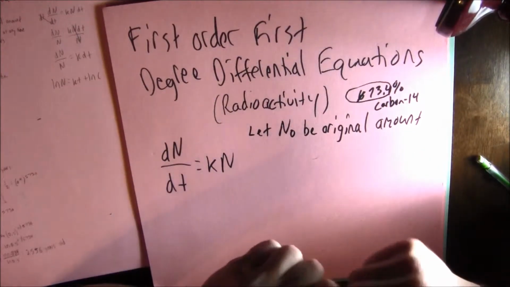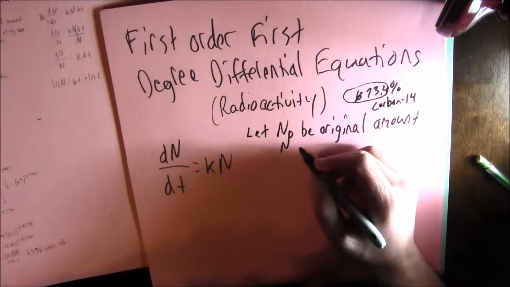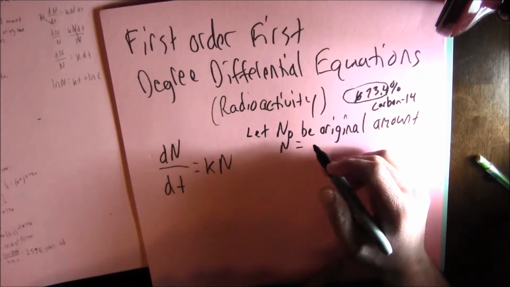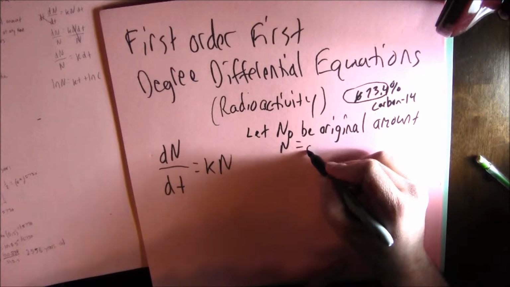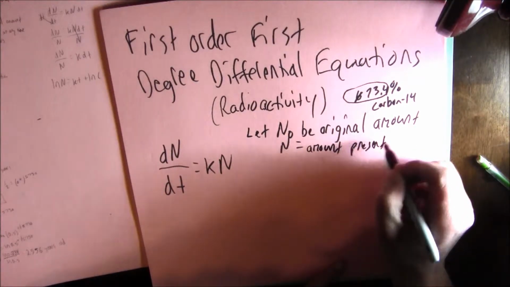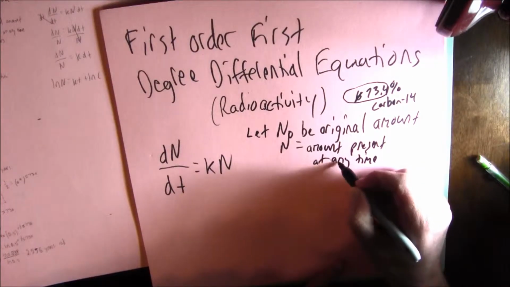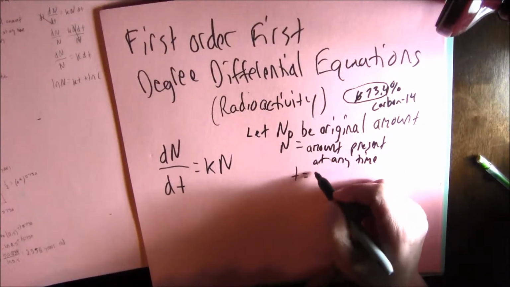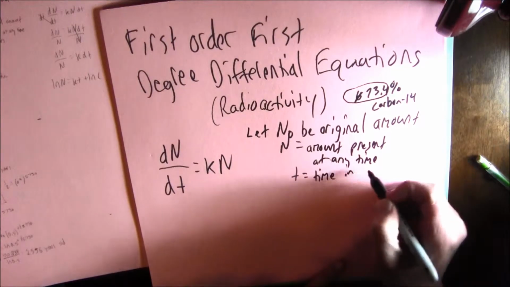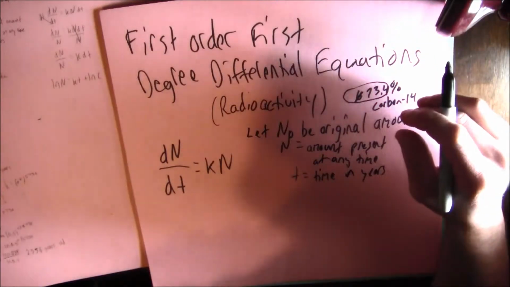But anyway, we're back here. N is the amount present at any time. So we've established that. And t equals time in years. So we got some stuff written down here.